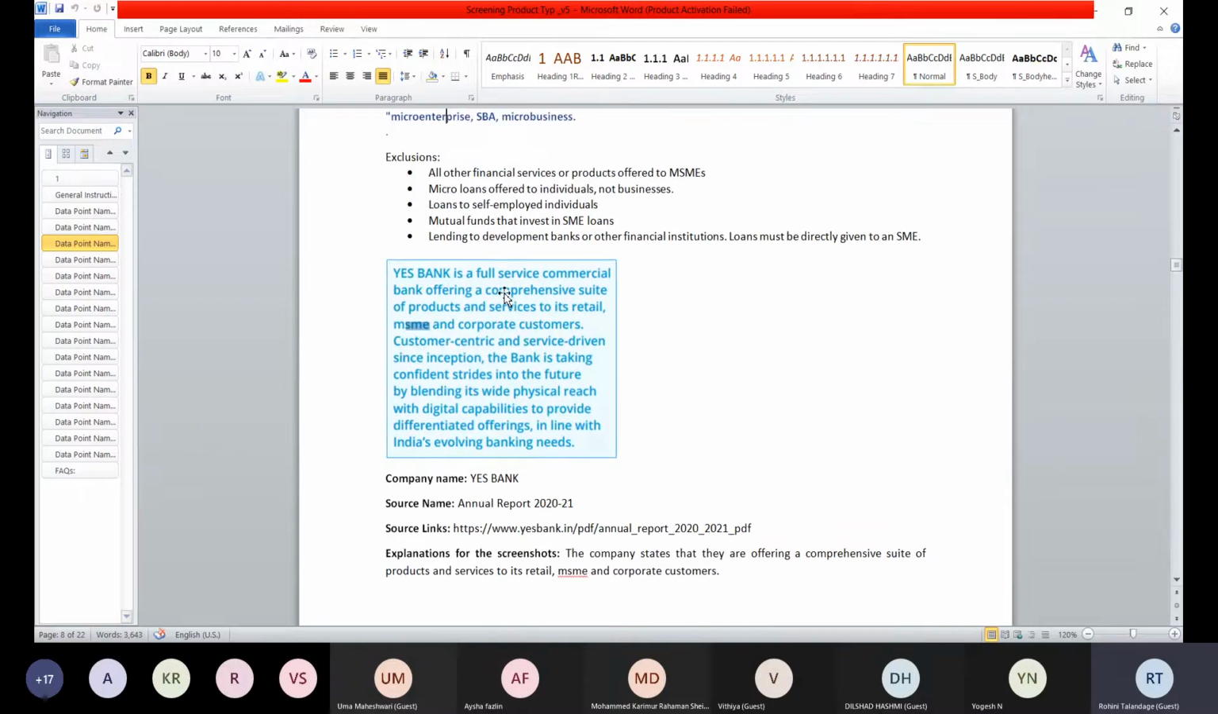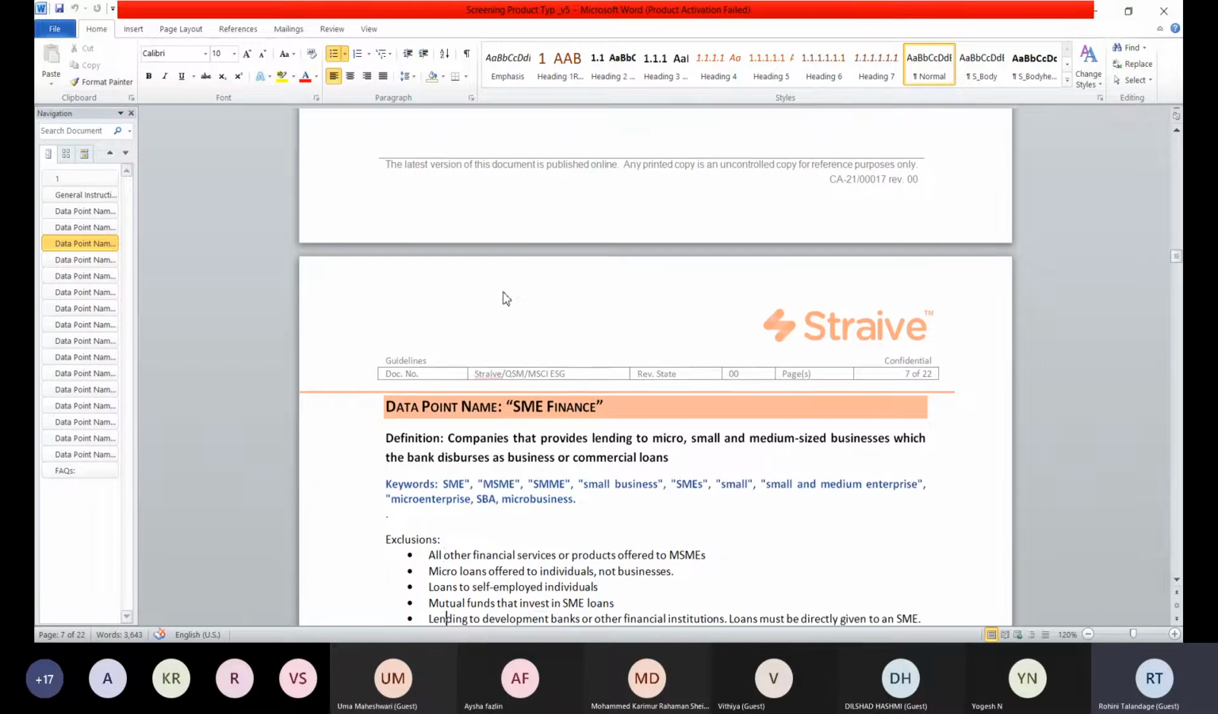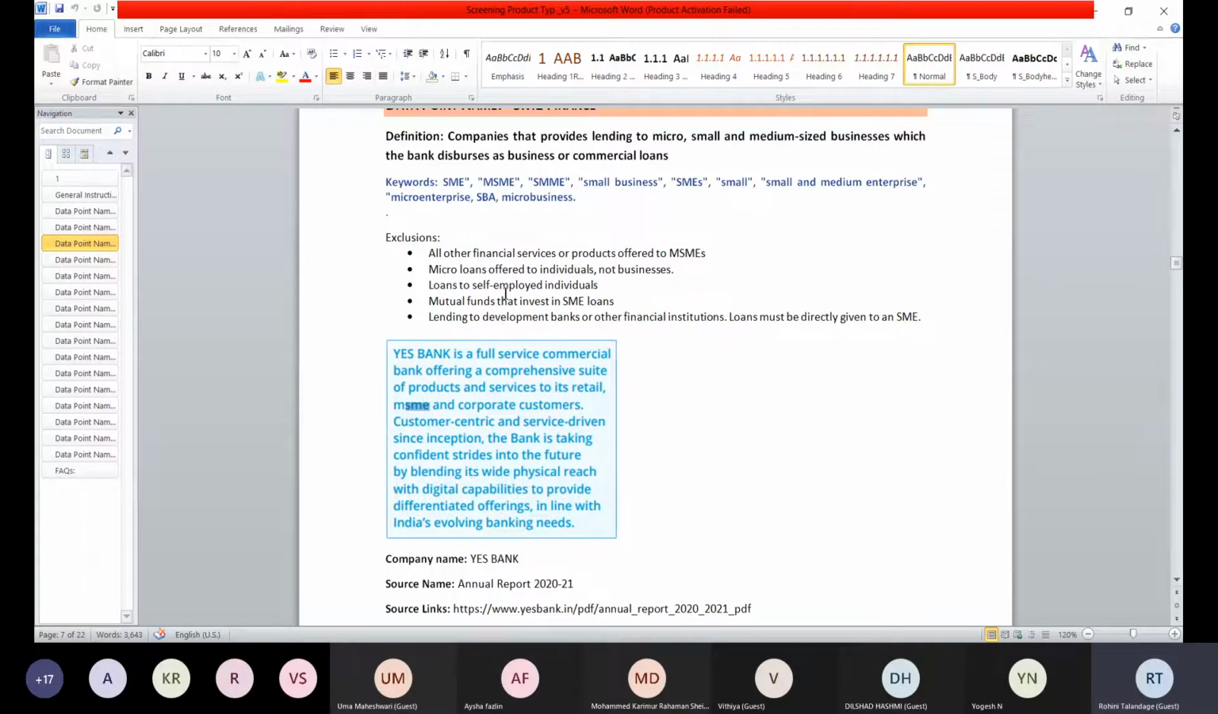And if you are getting any result for any keyword, you have to read it properly, whether it is related to that data point or not. If it is saying they are providing financial services to the micro, small or medium sized businesses, then only we have to mark it as yes. So you need to read that paragraph or that line properly and take the decision whether it is a correct fit for this data point or not.